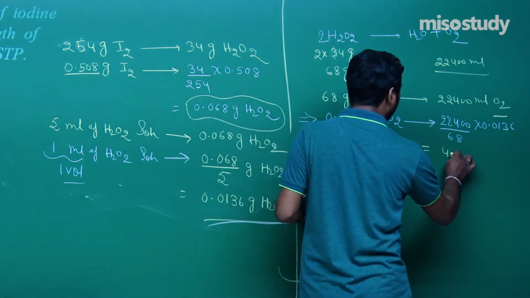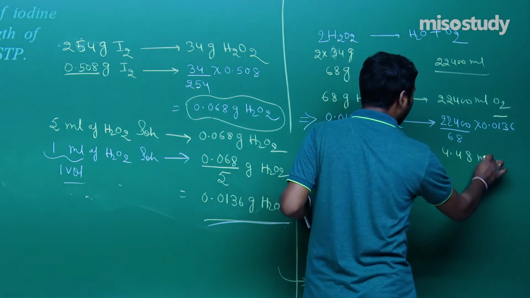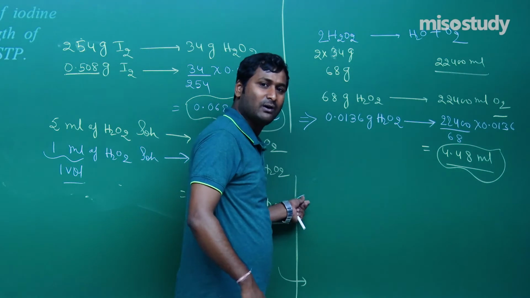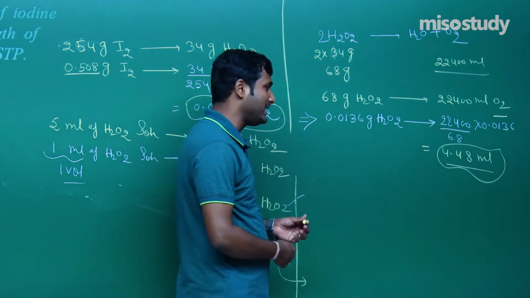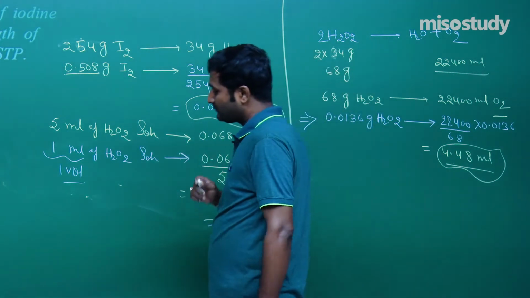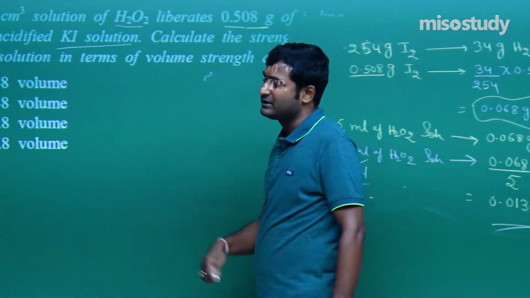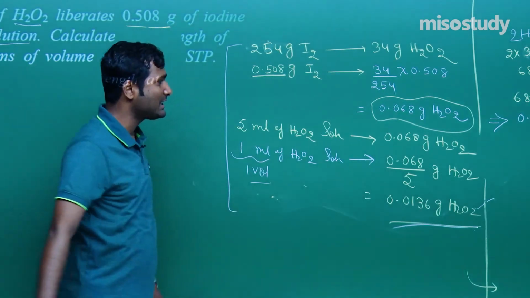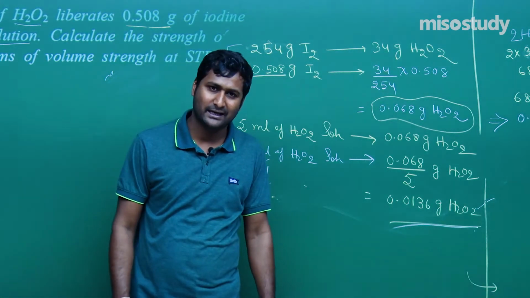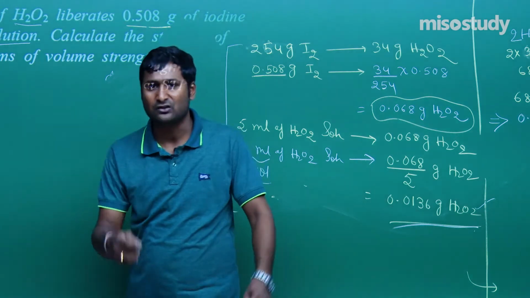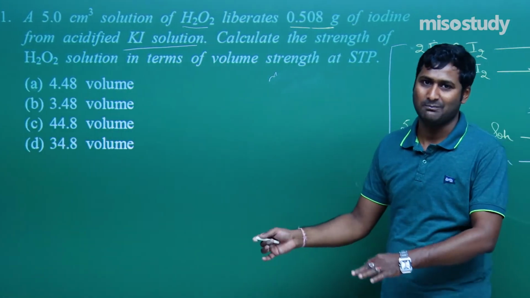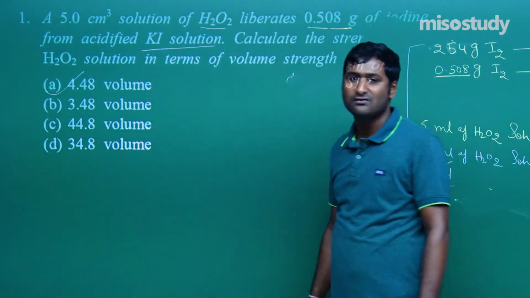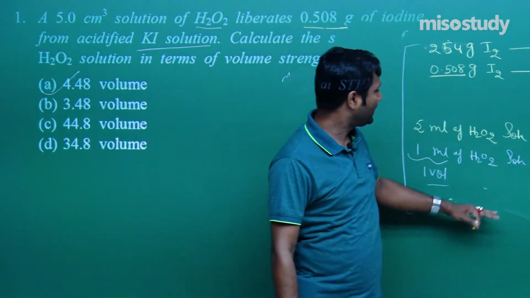And this is around 4.48 ml. And this is the volume strength. What is the volume strength? 4.48. Now, I am moving here. Check it out. This is one of the best questions. Proceed one by one, write down each and every equation, you will definitely get the answer. This is calculative type, that's why this is a part of JEE Advanced, not JEE Mains and NEET. So the option is 4.48 volume.